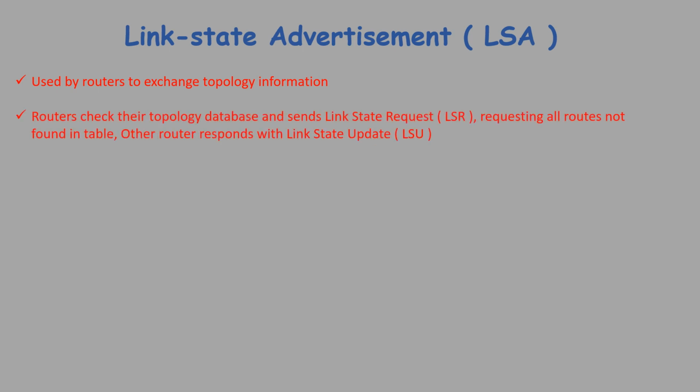When two neighbors decide to exchange routes, they send each other a list of all LSAs in their respective topology database. Each router then checks its own topology database and sends a link state request, that is LSR, requesting all LSAs not found in its topology table. The other router responds with a link state update, that is LSU, that contains all LSAs requested by the neighbor. To better understand how LSAs are used in OSPF, consider the following example.